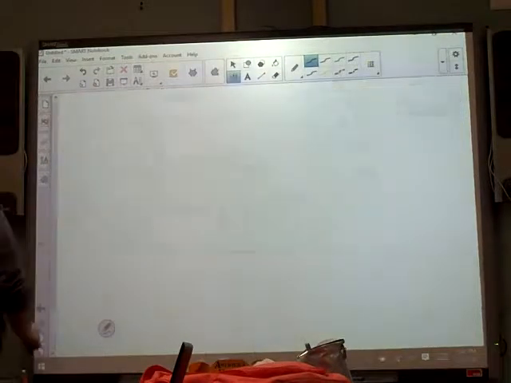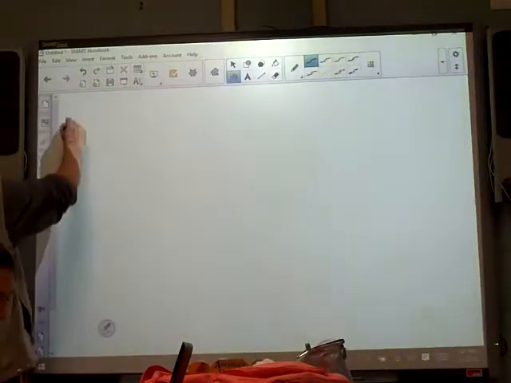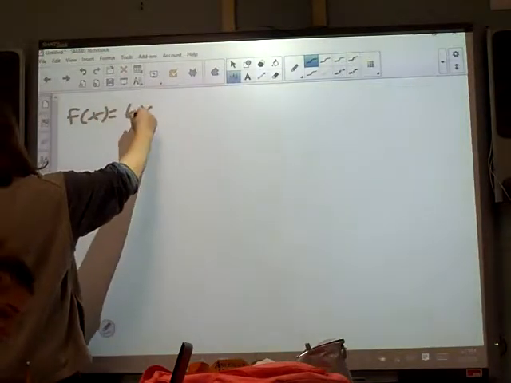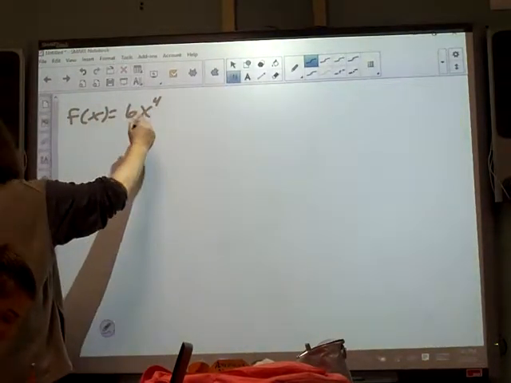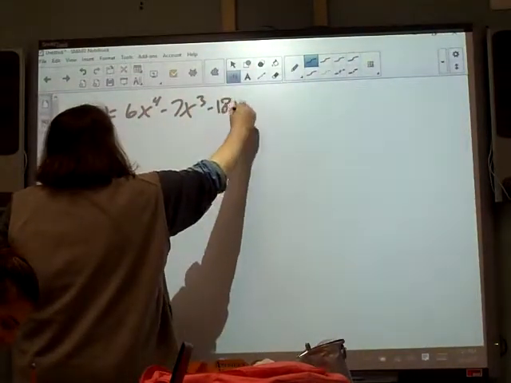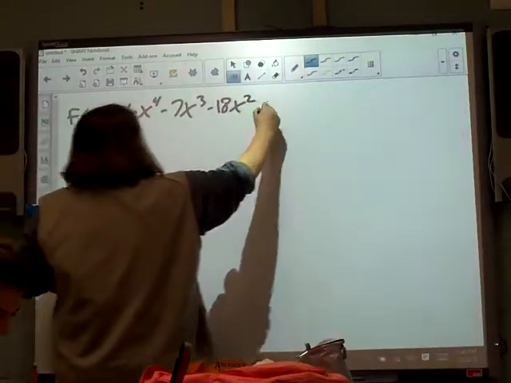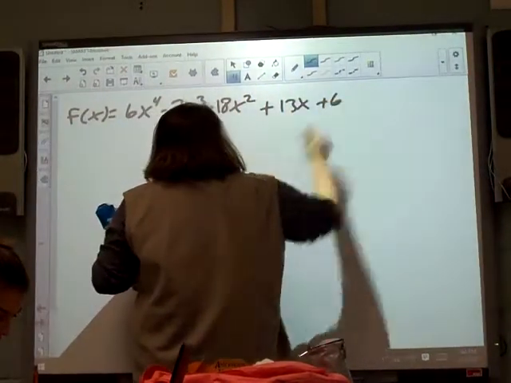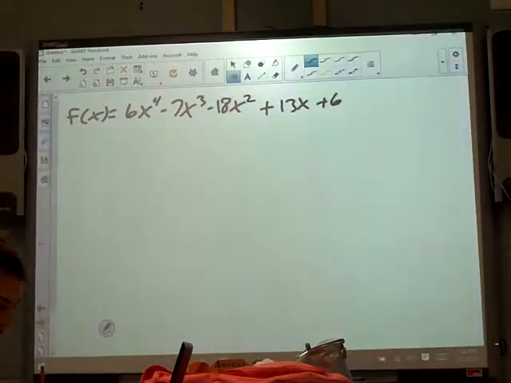Good. Alright, I got f of x is equal to 6x to the 4th minus 7x cubed minus 18x squared plus 13x plus 6. Your directions here say to find all the rational zeros. And they didn't give me anything to start with. The last problem I gave you a -7, so you had a starting spot. So when we're given nothing, and we did this in Algebra 2, this is when we have to use some guess and check stuff.